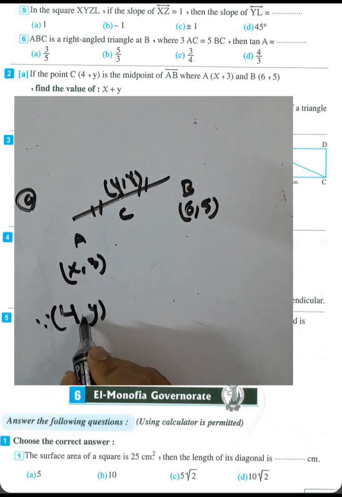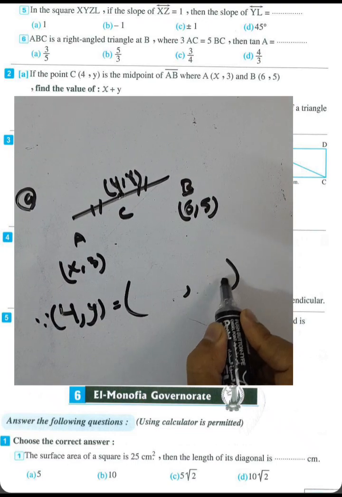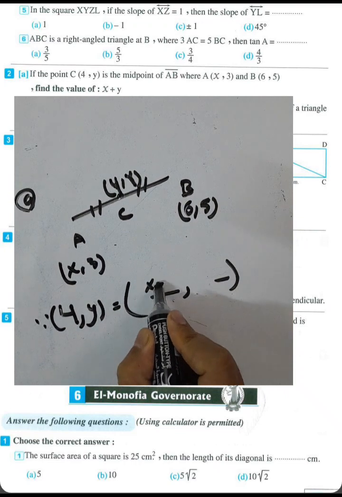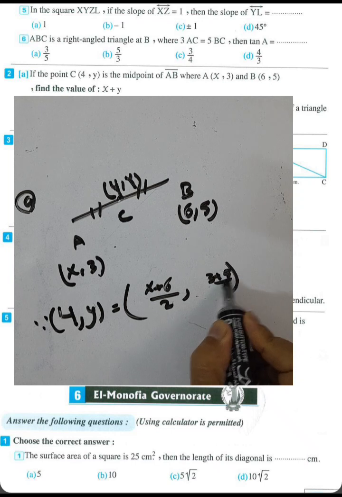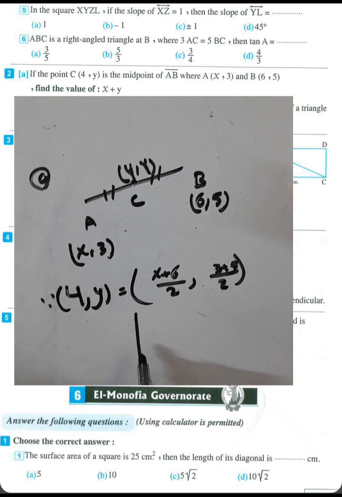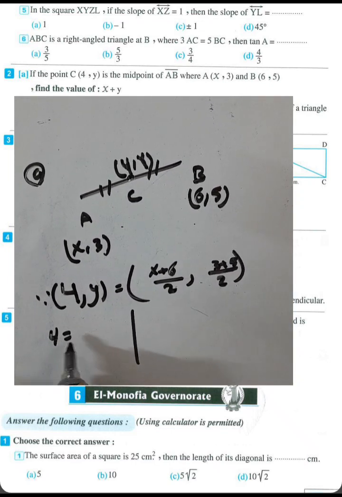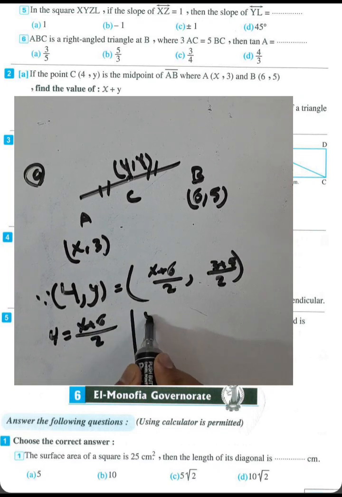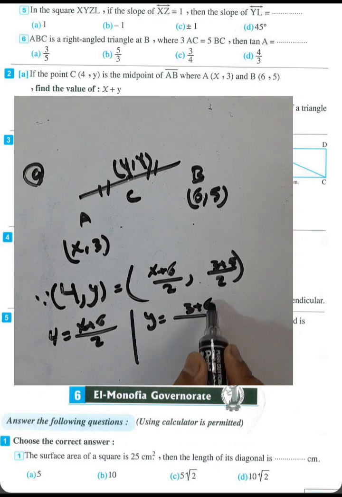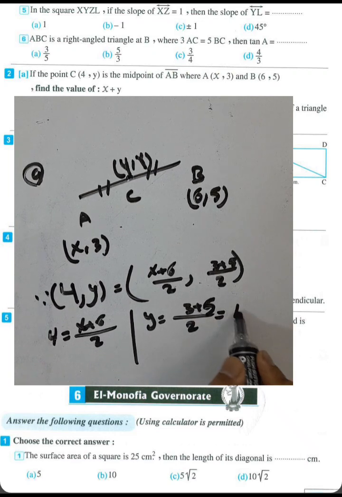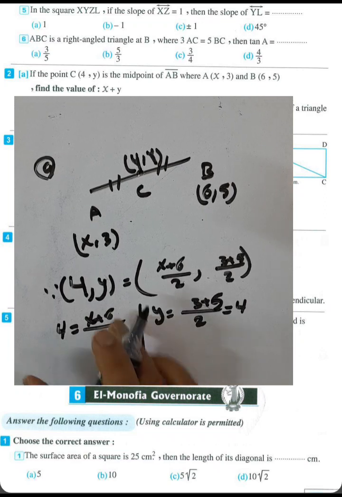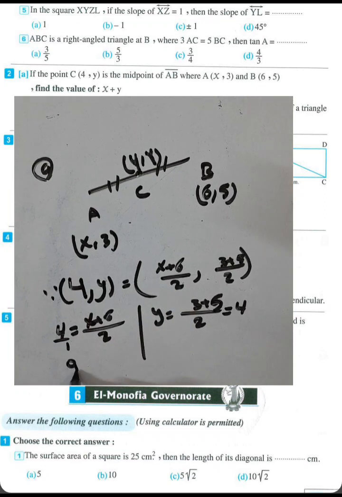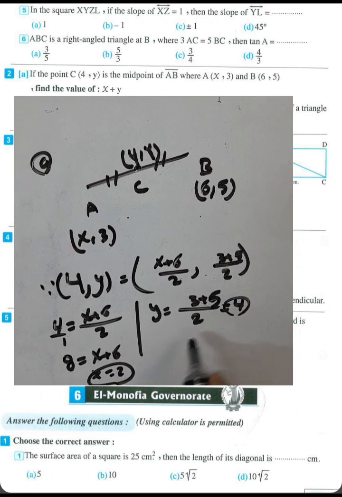Okay, (4, Y) equals the first coordinate, X plus 6 over 2, and the second coordinate, 3 plus 5 over 2. And then you can write first with first and second with second. 4 equals X plus 6 over 2, and here Y equals 3 plus 5 over 2. 3 plus 5 is 8, 8 divided by 2 equals 4. And here the product of extremes equals the product of means. 2 times 4 equals 8. 8 equals X plus 6. Then X here will be equal to 2. And here Y will be 4.